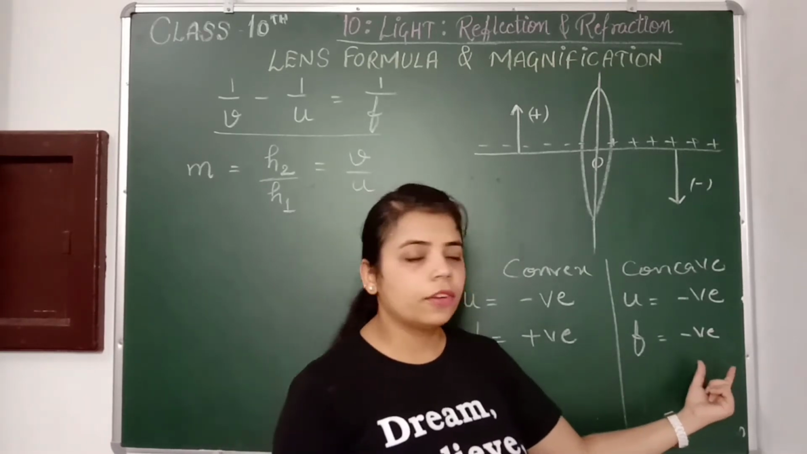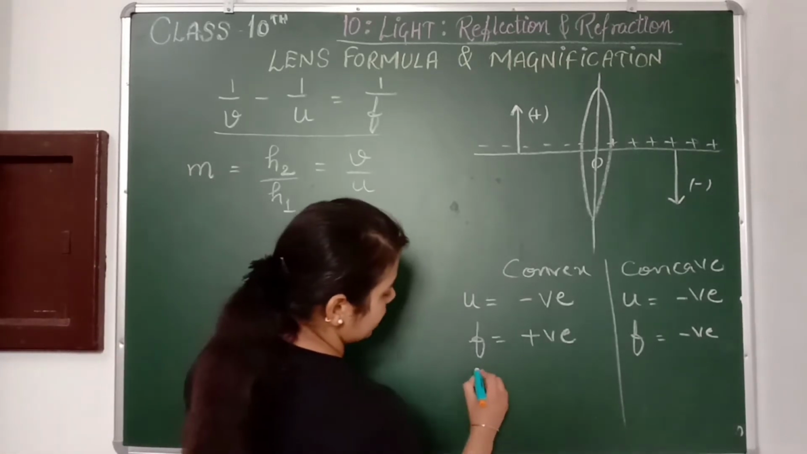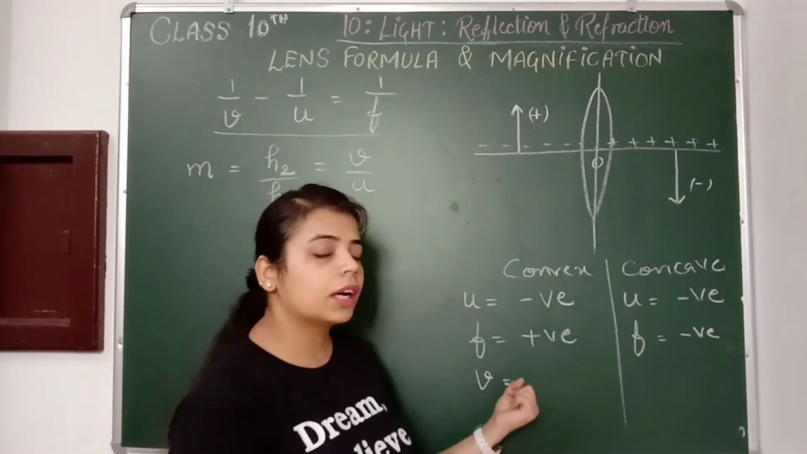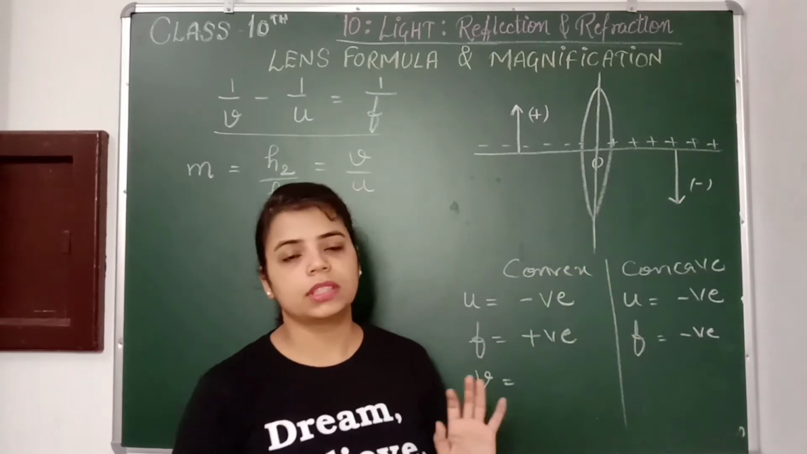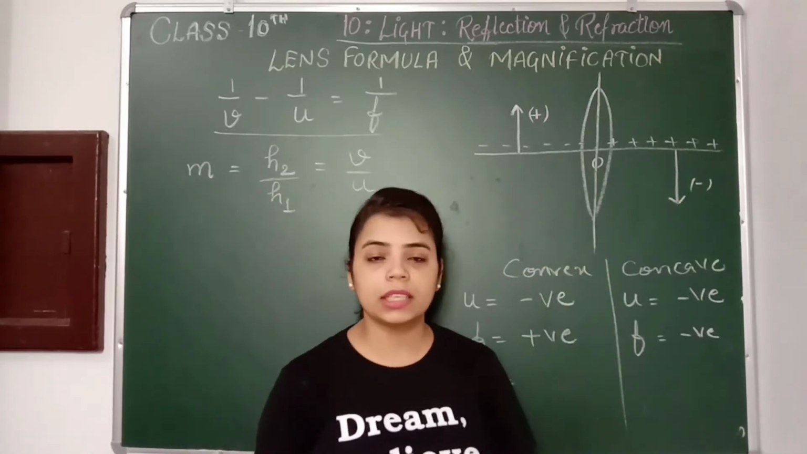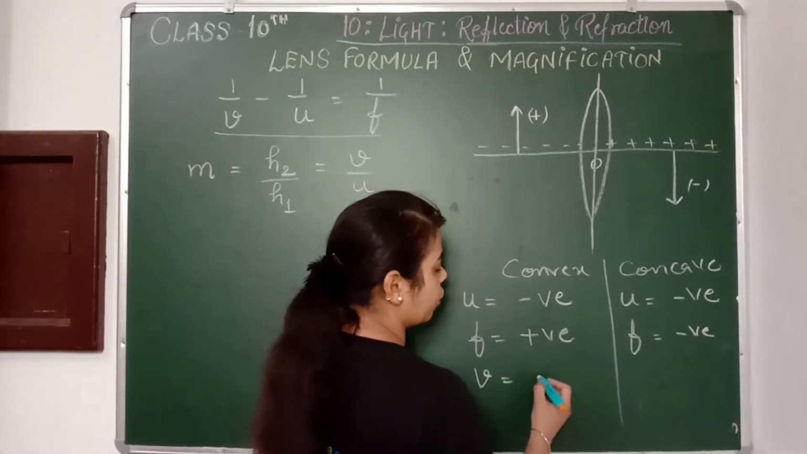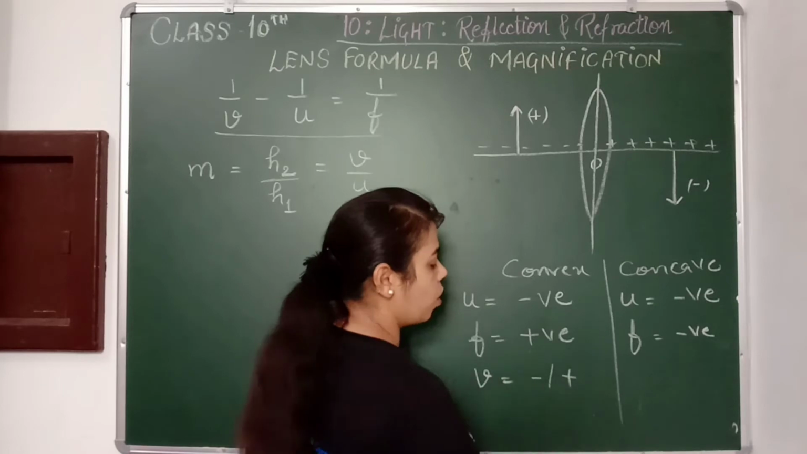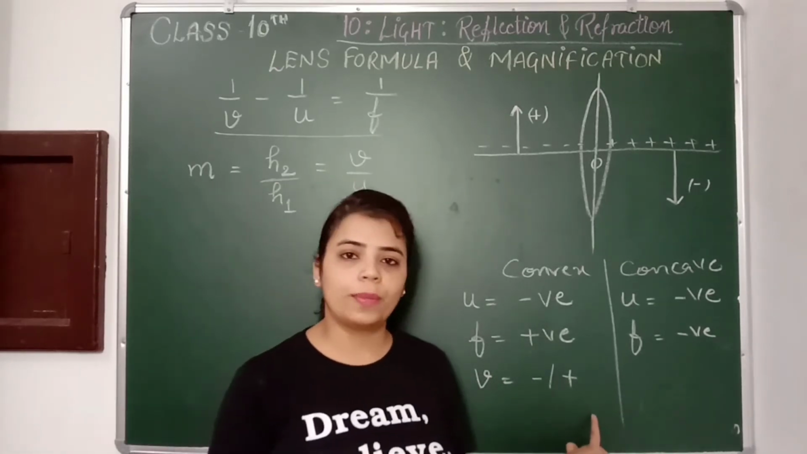So focal length of concave lens is negative. And now the image distance. In case of convex lens, image can be towards the right of the lens or towards the left of the lens. So it is not fixed for the convex lens that v is either positive or negative. It can be both negative and positive. We have to check it from the numerical.